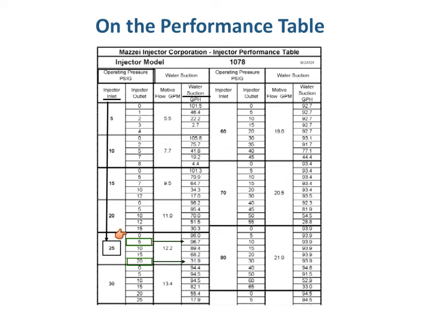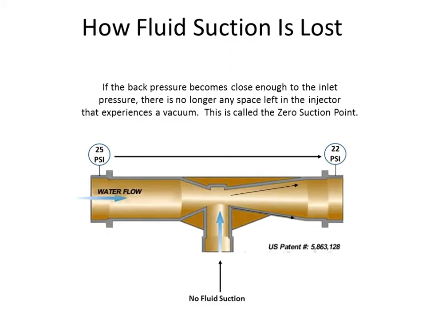Then as you increase your outlet pressure, which is the second column over from the left, you'll see that your suction capacity decreases. So those are inversely proportional. The injector outlet pressure is inversely proportional to the suction capacity. At some point, you have too much back pressure or not enough pressure differential, and at that point, fluid suction ceases. That is what we call our zero suction point.